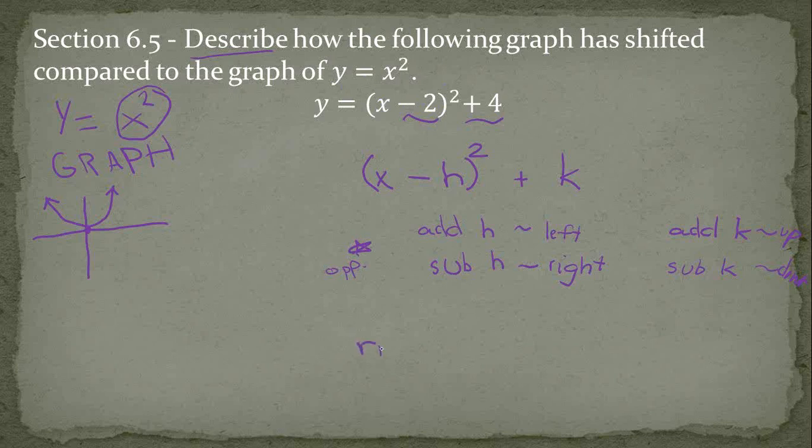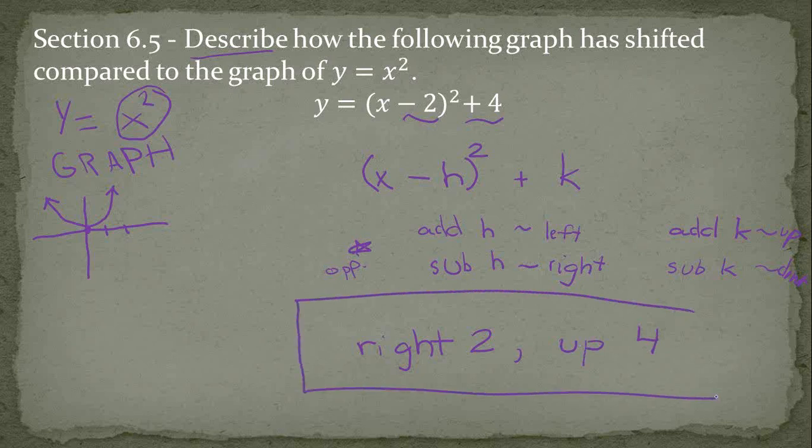Subtracting moves it to the right, too. If you graphed it in your calculator, you should have noticed that the graph shifted over right 2 places. Adding a 4 at the end affects the y value. It's going to be up or down, and adding is up, just like you would think. So this graph should also have moved up 4 places. You would select this answer.